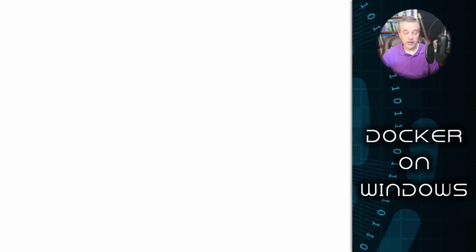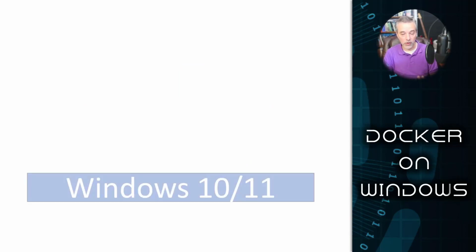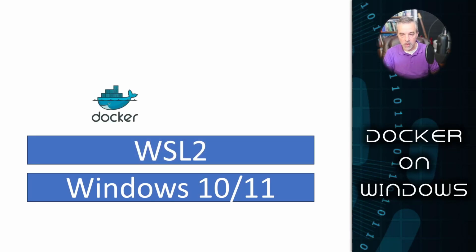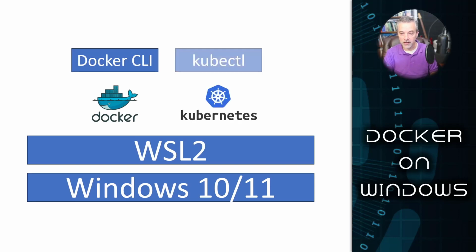So to show you how you can easily set this up, I'm going to be using a system that is built on top of Windows. So I'm going to have Windows 11 in my case, and then of course WSL2, and in that I'm going to have Docker and the Docker CLI on the host, and then I'm going to have Kubernetes, and then on top of that kubectl to interact with it.